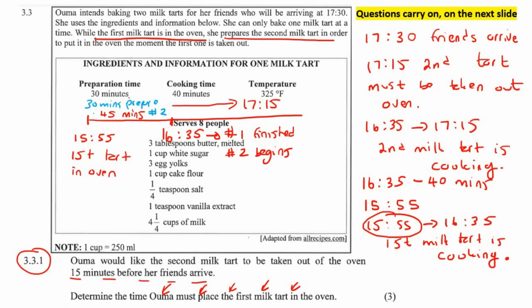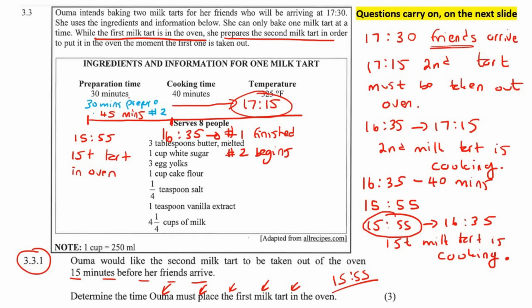And that's perfect because she wanted the milk tarts to be complete 15 minutes before her friends arrive, which is at 17:30. So she should determine the time Oma must place the first milk tart in the oven. She should do it at 15:55.